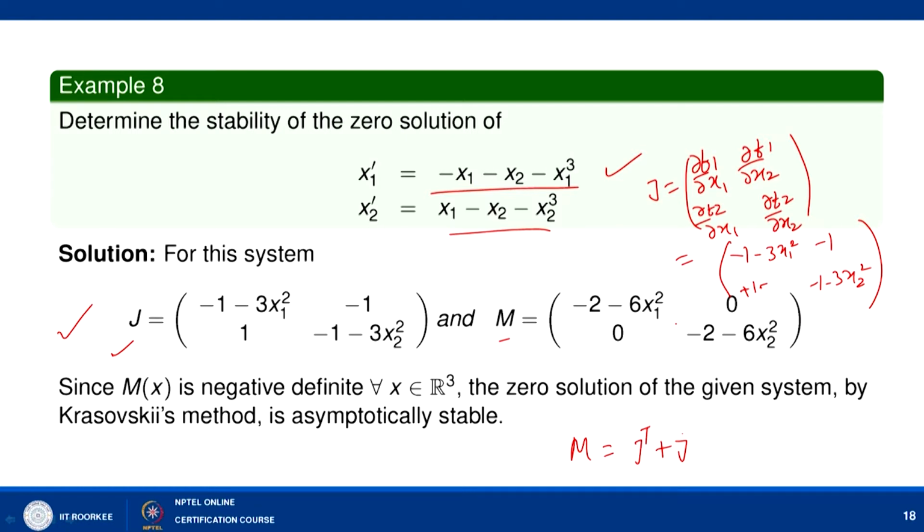Hence, by the previous discussion, we can say that the 0 solution of the given system by the Krasovskii method is asymptotically stable here. Please look here, it is a sufficient result. It simply says that if M is negative definite, then it is asymptotically stable. Is it okay? So, this gave an example based on the method discussed before.